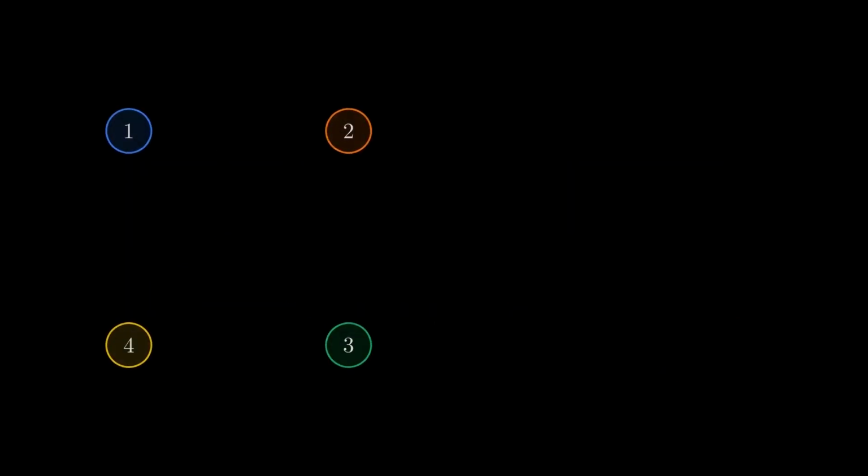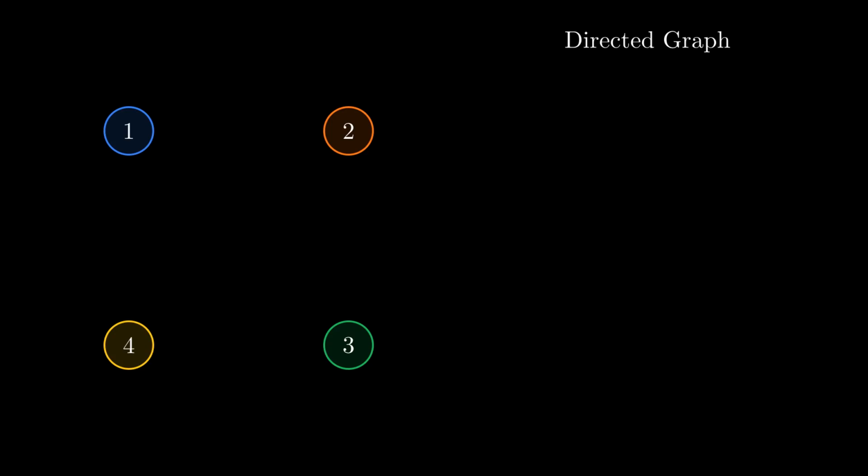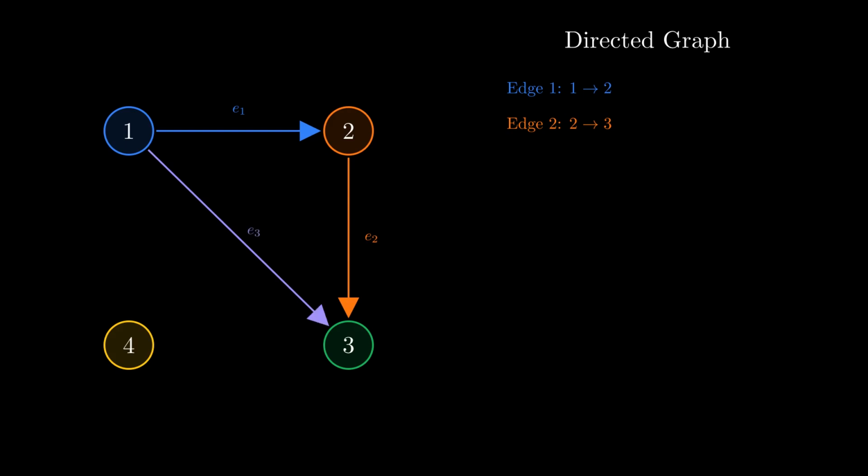Here are 4 nodes, labeled 1 through 4. We now connect them with 5 directed edges, appearing one at a time. Edge 1 goes from node 1 to node 2. Edge 2 goes from node 2 to node 3. Edge 3 goes from node 1 to node 3, cutting across the diagonal. Edge 4 goes from node 1 to node 4 along the left side. And edge 5 goes from node 3 to node 4 along the bottom.